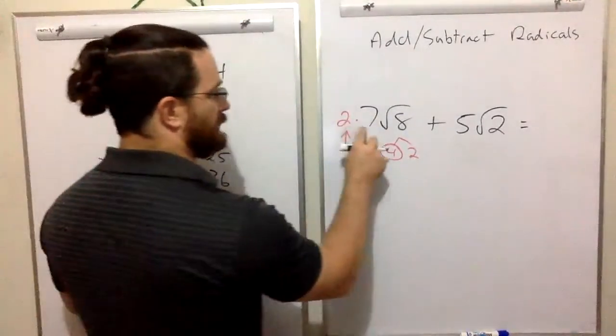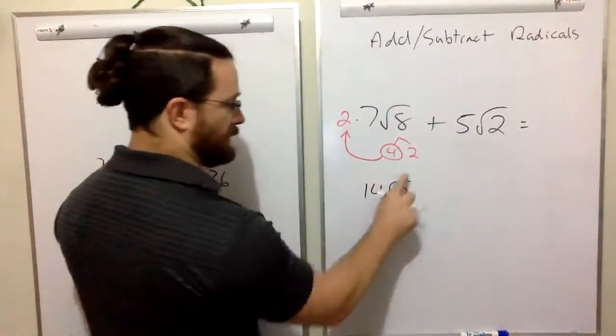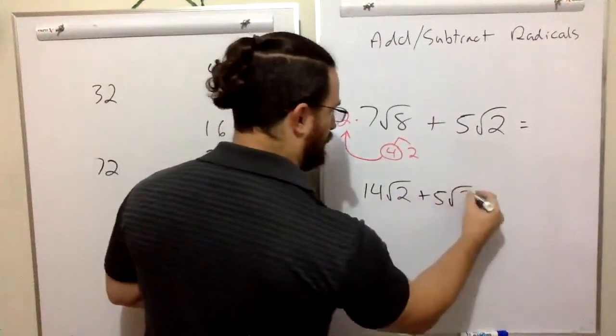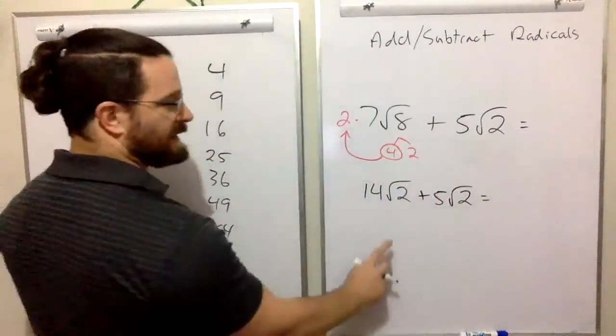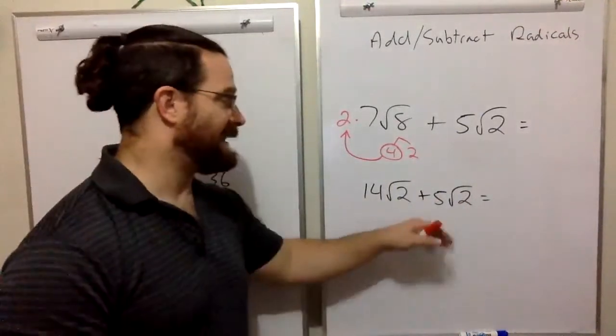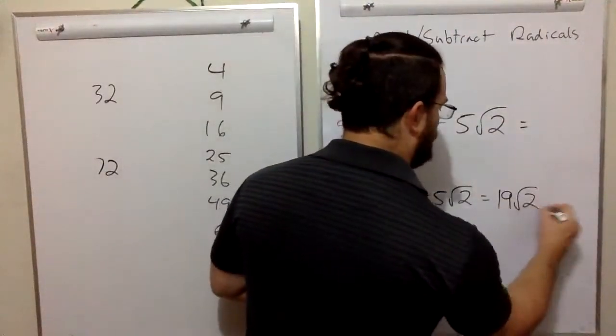So now 2 times 7 is going to be 14. So I'm going to get 14 radical 2. So we got the 2 stuck on the inside now. And I have plus 5 radical 2. Now I can see that the radicals are the same. And if the radicals are the same, I can add them up. 14 plus 5 is going to make 19. So this makes 19 radical 2.